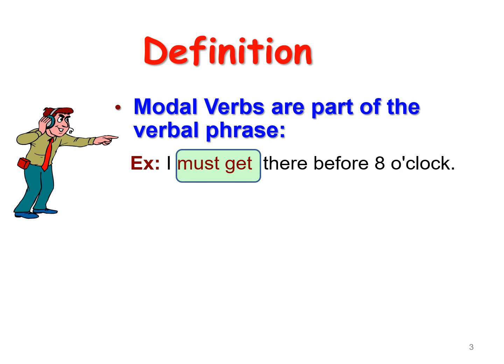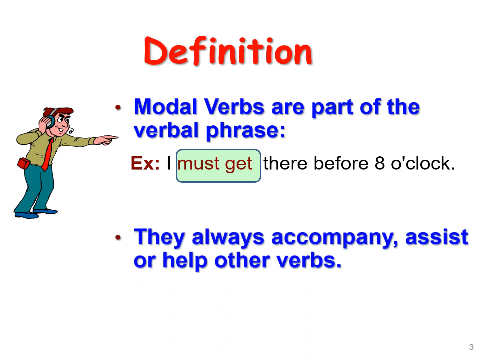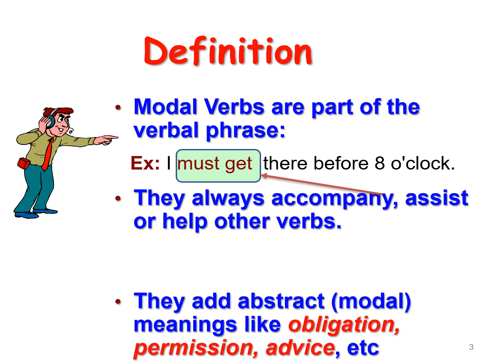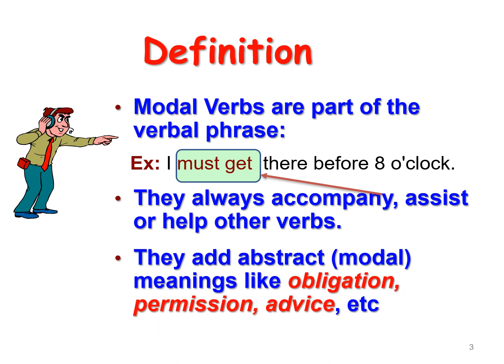Okay, so they always accompany, assist, or help other verbs. So must just assists get, the verb get in here, right? And they add abstract modal meaning like obligation, permission, or advice, etc.